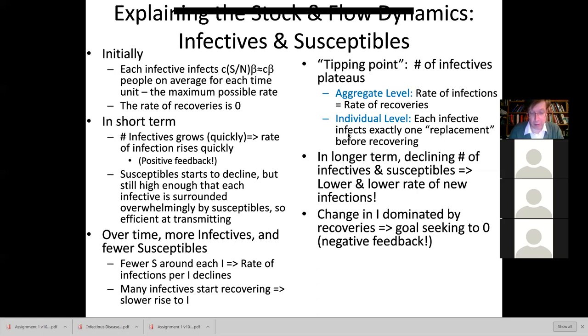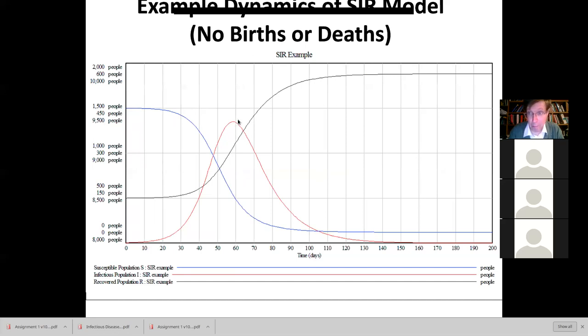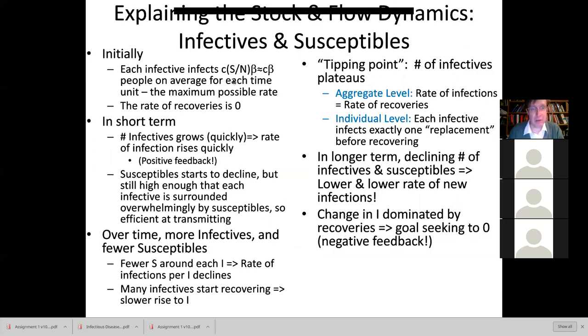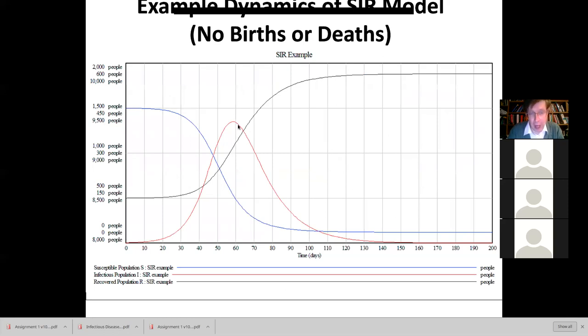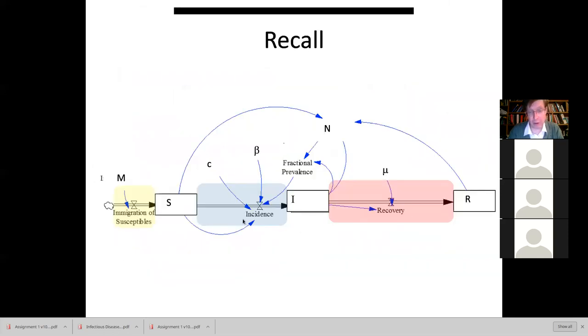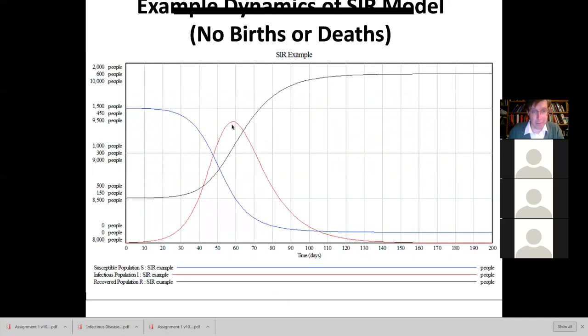And so at this point, this plateau, the effective reproductive number, C times S over N times beta times mu, has to equal one, because I've gotten one replacement by the time I recover, okay? Now, after that point, a lot is occurring. Now it's starting to drain faster than it's coming in. That's why I is going down, because the outflow is greater than the inflow. Before this peak, the inflow was greater than the outflow. At the peak, the inflow equaled the outflow. After the peak, the outflow is greater than the inflow. And so it's going down.